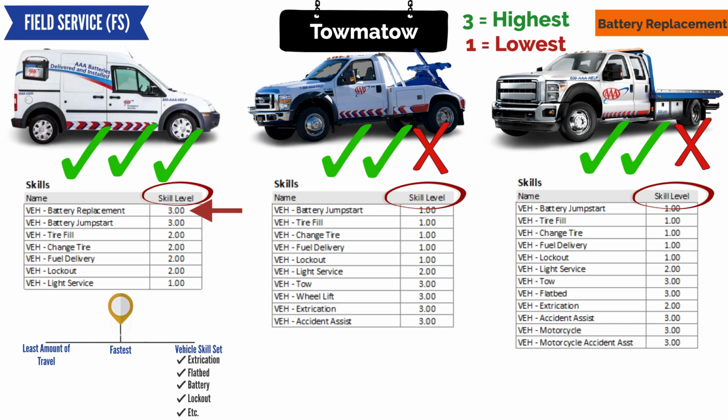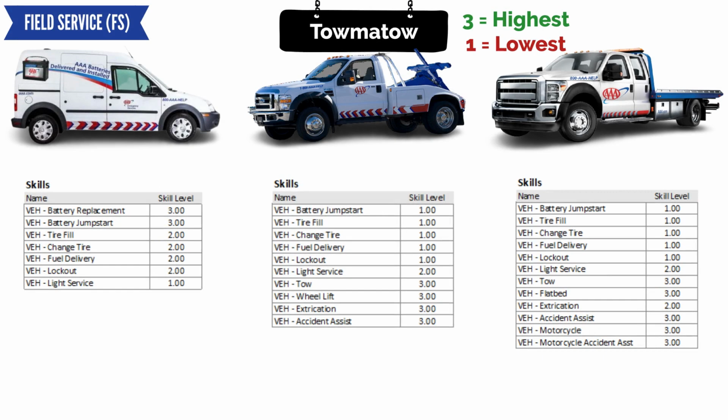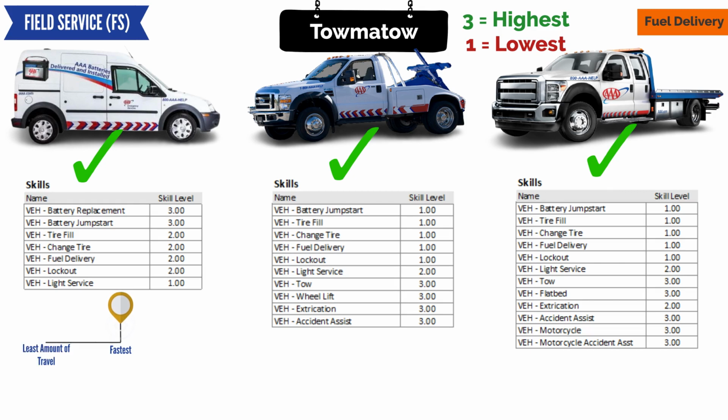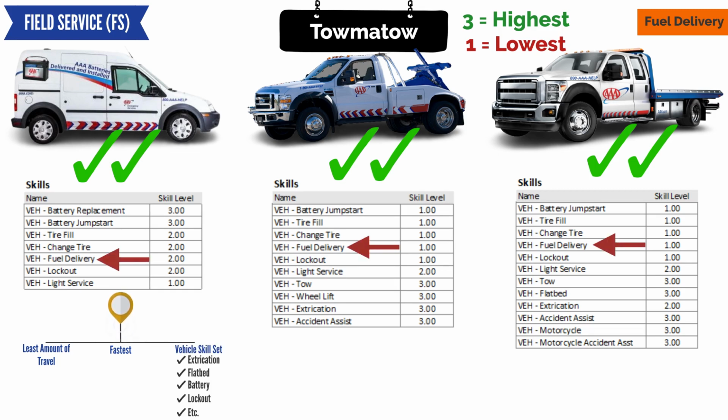Let's look at another example. Again, all 3 vehicles are parked in your facility's parking lot. Suppose a call is received that is for fuel delivery. Let's see which vehicle will receive the service appointment. Again, based on the formula, fastest and least amount of travel time, all 3 of these vehicles would be considered. Next, let's look at the vehicle skills. All 3 vehicles have the skills to do fuel delivery. So, let's drill down farther and look at their grading.